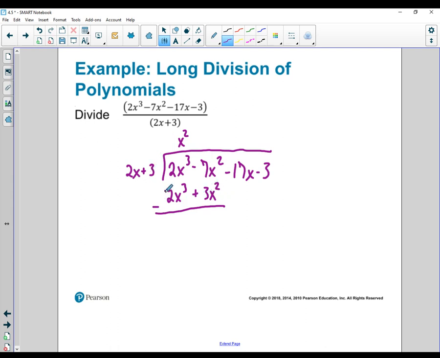And sometimes I like to put parentheses here, because we have to subtract this whole thing. So 2x cubed minus 2x cubed is 0. That's the whole point. Negative 7x squared minus positive 3x squared is minus 10x squared. And then these also drop down.